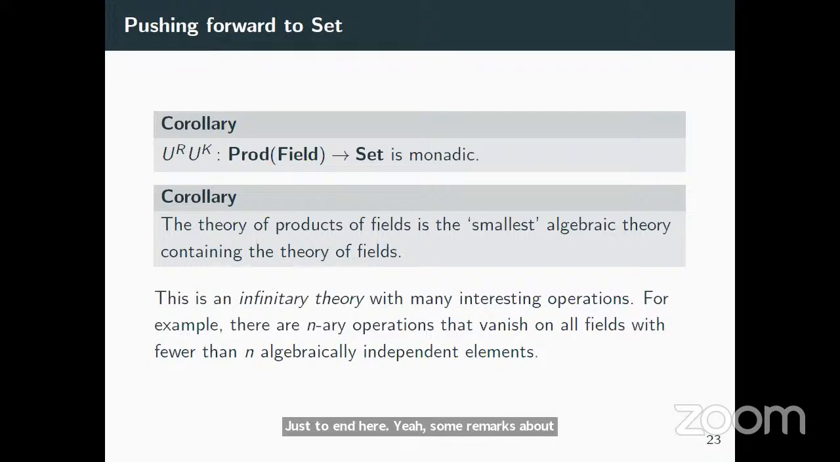So it's not finitary, it's infinitary, basically because we have these big products lurking in the background. And it has some really interesting operations. For example, there's an n-ary operation that vanishes on all fields that have fewer than n algebraically independent elements. So it really knows quite a bit about fields themselves, even though it can't just accommodate fields, but it has to leave room for all the products. Yeah, okay, I think that's everything I wanted to say. Thank you for your attention.